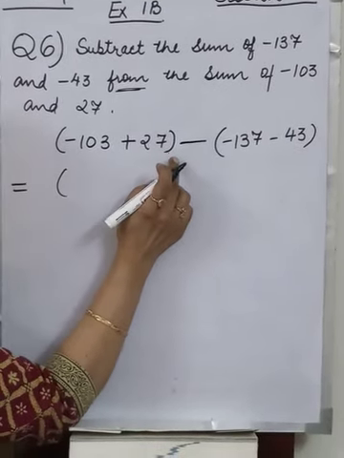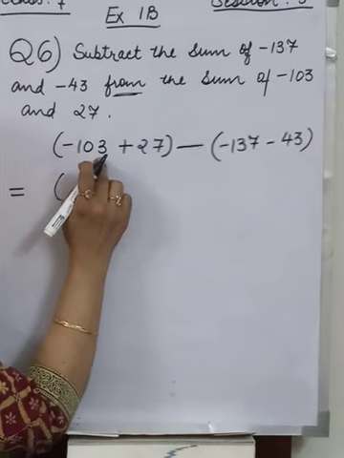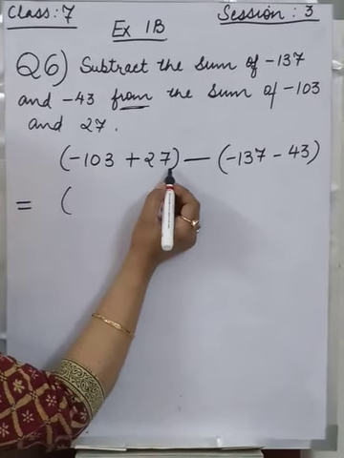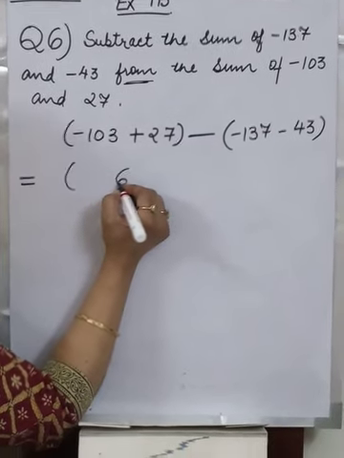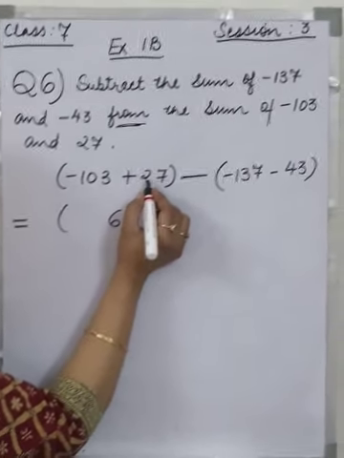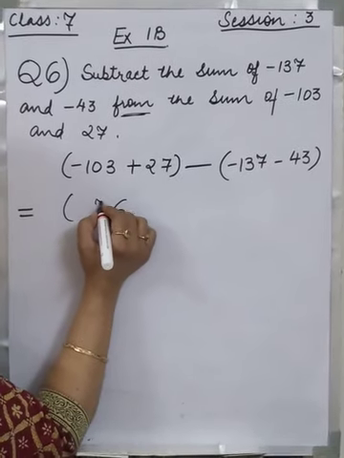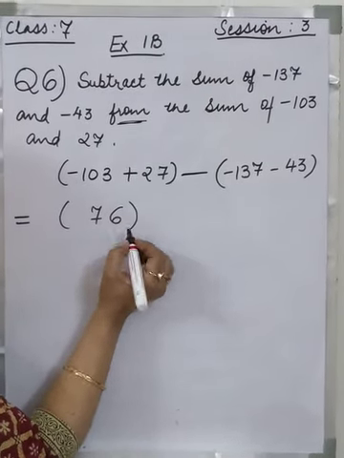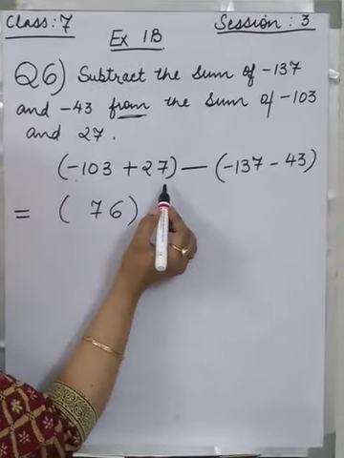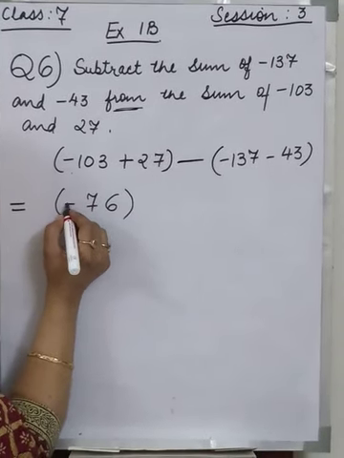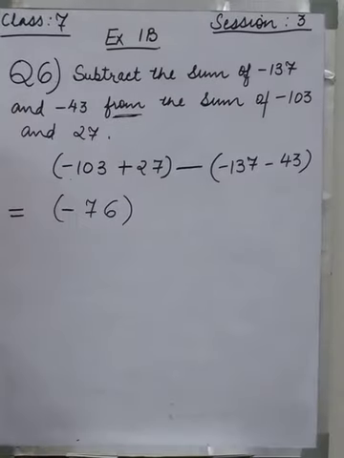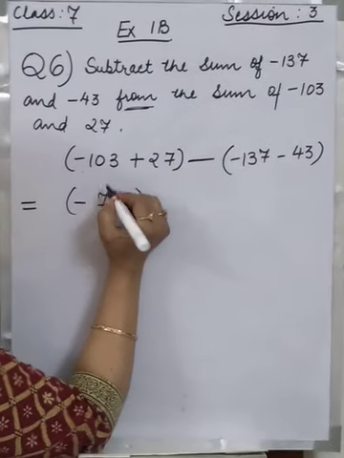First we solve this bracket. What will we get here? 107 minus 27. 13 minus 7 will give you 6. 9 left. 9 minus 2 will give you 7. We always keep the sign of the greater number. So I write the sign of the greater number, that is the minus sign.